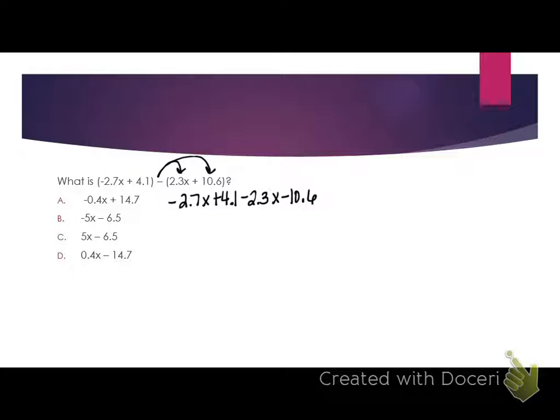Now if we combine like terms, negative 2.7x and negative 2.3x are like terms, and together they give us negative 5x. And positive 4.1 and negative 10.6 are like terms, and together they give us negative 6.5. So our answer here would be B, because it's a negative 5x and a negative 6.5.